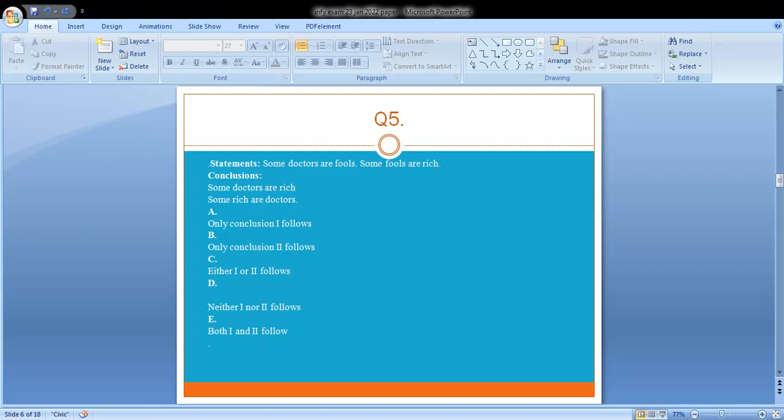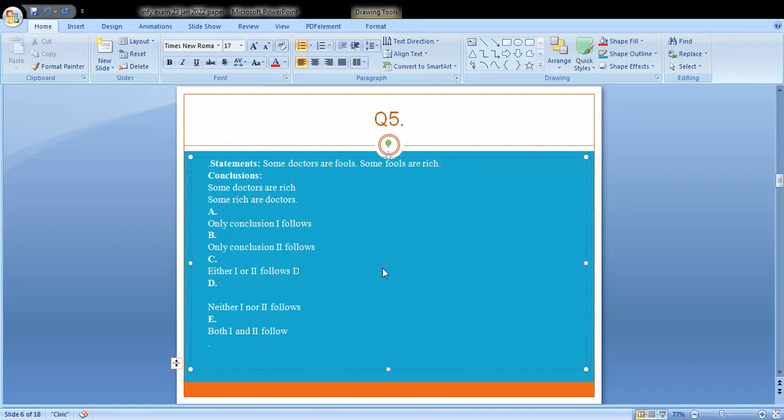The second case is some rich are doctors. Some rich are doctors is falling in one case, it is not falling in the second diagram. So by seeing the two diagrams, we can tell neither of them is falling. So the answer is neither one nor two. That is D. The answer will be D option.